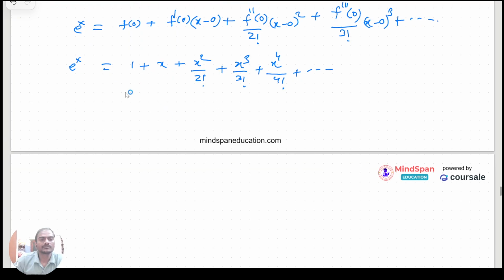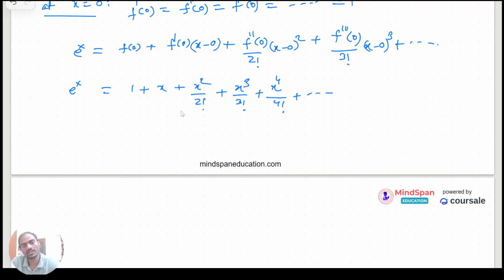It will go on like this, x4 by factorial 4, so on till infinity. And we can say this is exact, this is not approximation, this will give you an exact match, because if we try to check where the error term will go, we can write it like x to the power n by factorial n. This will be the error term.